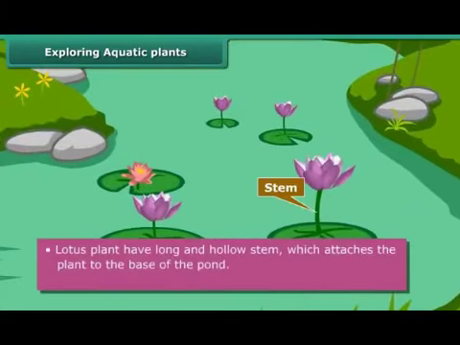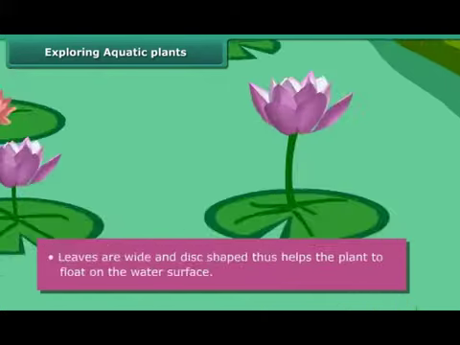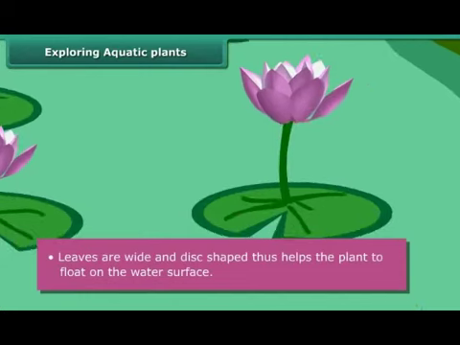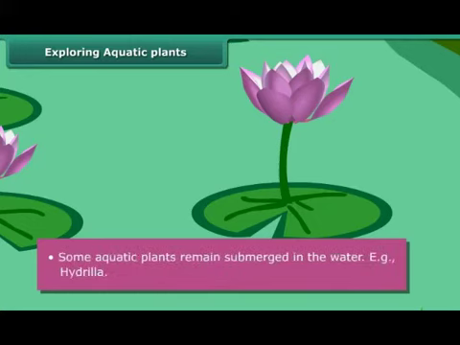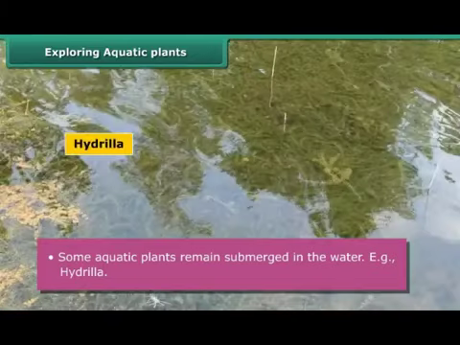Lotus plants have a long and hollow stem, which attaches the plant to the base of the pond. Roots are short. Leaves are wide and disc-shaped, thus helping the plant to float on the water surface. Some aquatic plants remain submerged in the water. For example, hydrilla.